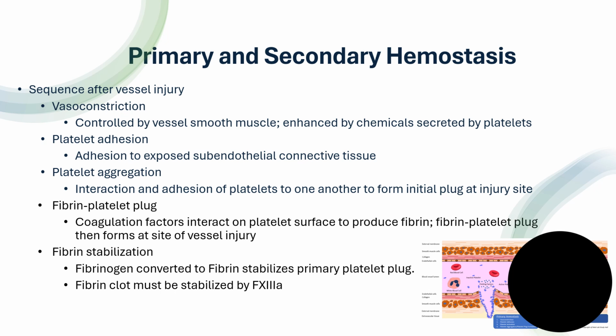Thrombin then converts fibrinogen into fibrin monomers, which polymerize into fibrin strands. Then factor 13A cross-links those fibrin strands, creating that stable insoluble clot that reinforces that platelet plug. So the combined action of the platelet plug and fibrin network forms a durable clot that remains in place until the blood vessel is repaired.